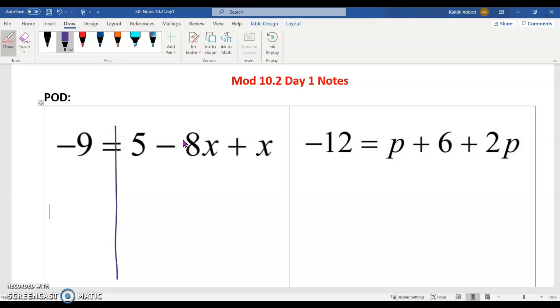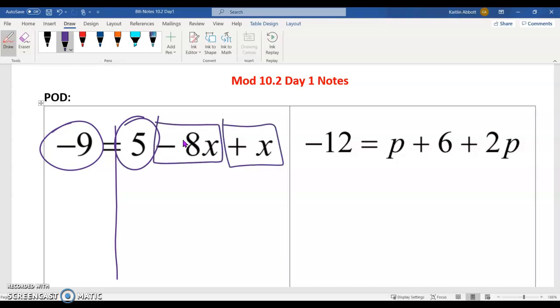So I like to circle the constants, box the variables. I have two boxes on one side of my equation, so I'm going to combine those first. So I can combine these because they both have the same variable. So I have -8 plus x. Remember, this could have a 1 in front of it, so it's really just 1x.